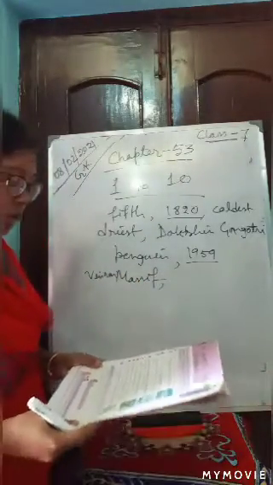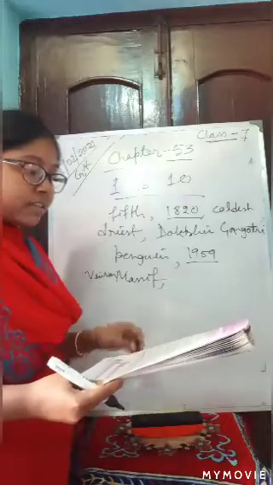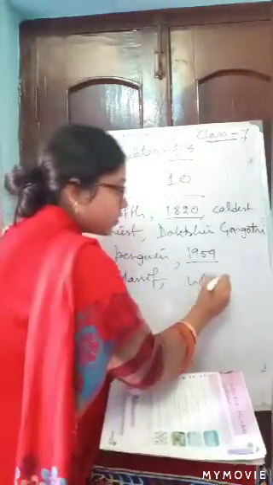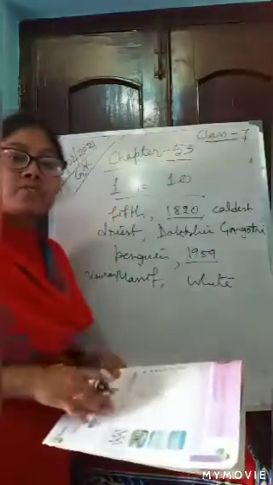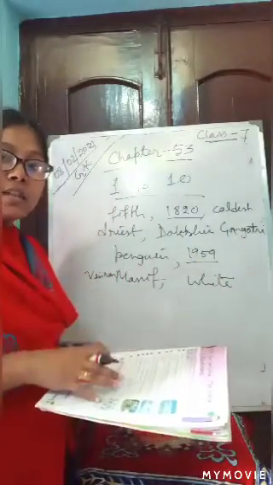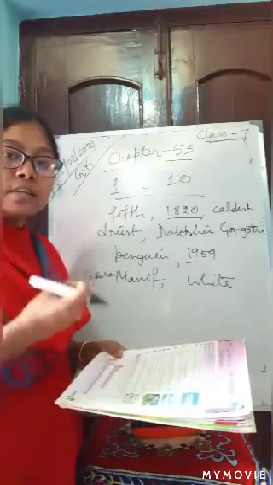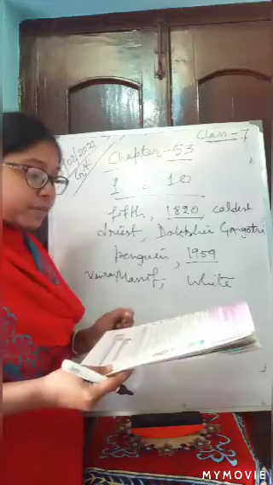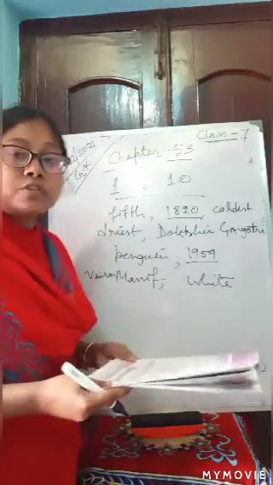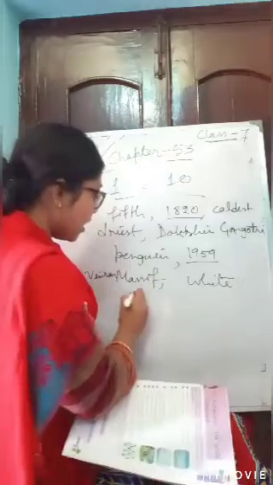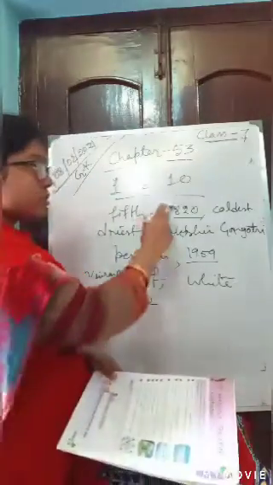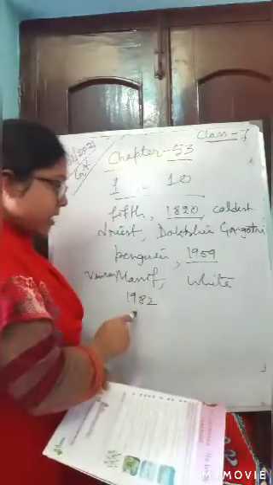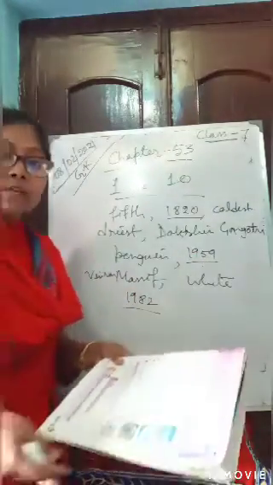Since the continent is completely frozen, it is also known as the white continent. These are the facts we are understanding, and we are getting a little information about the continent Antarctica. The first Indian expedition to Antarctica took place in the year 1982. So: discovered 1820, treaty signed in 1959, and the first expedition in 1982.